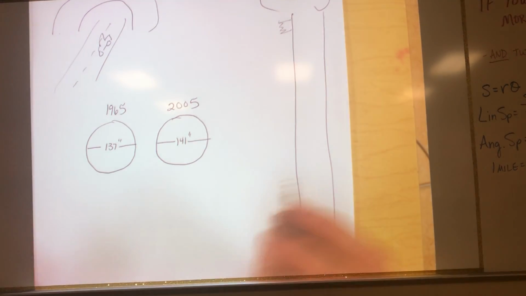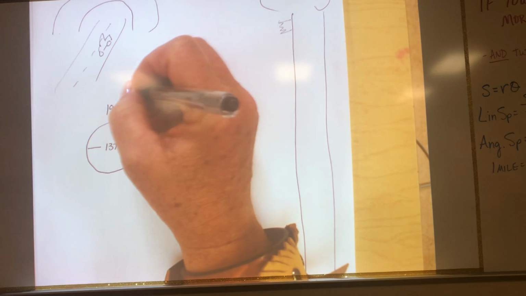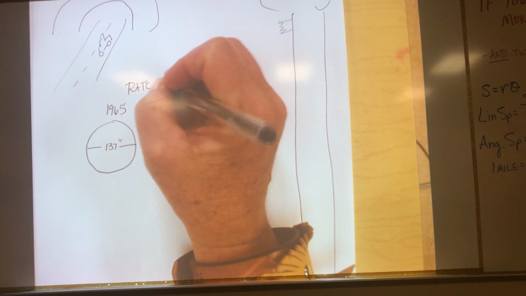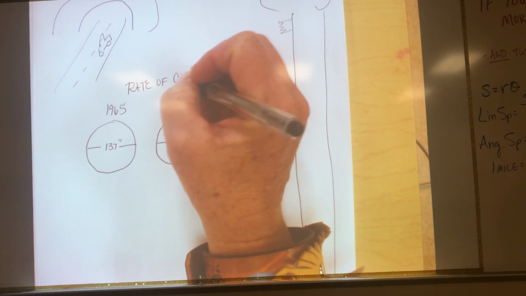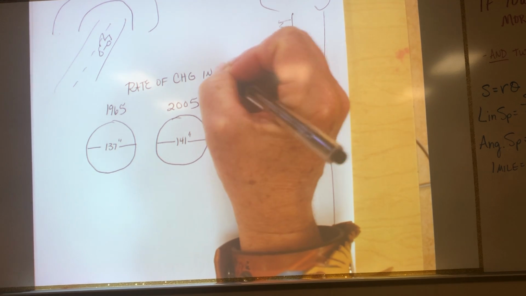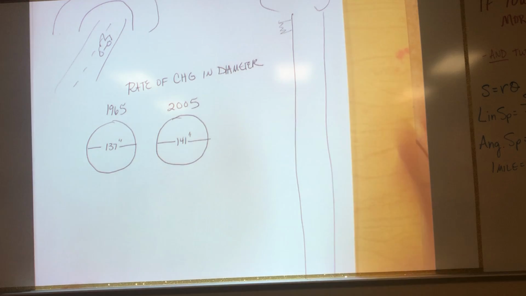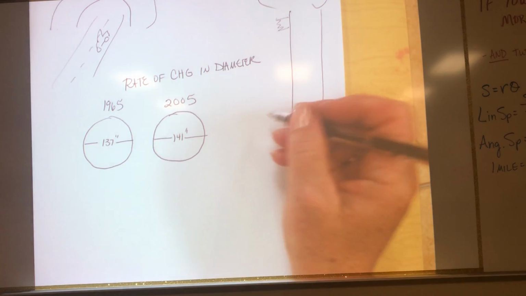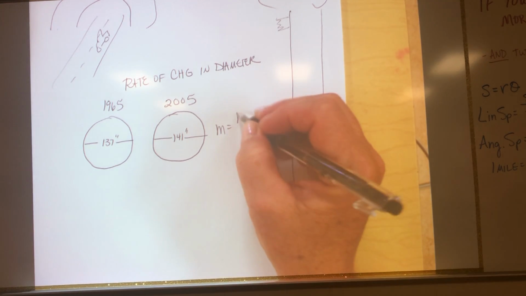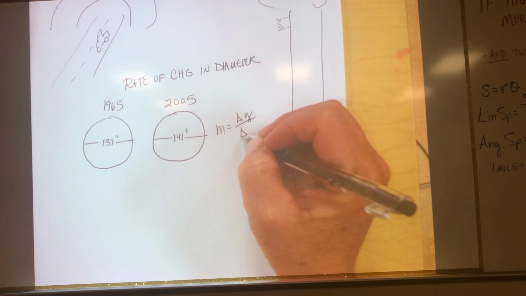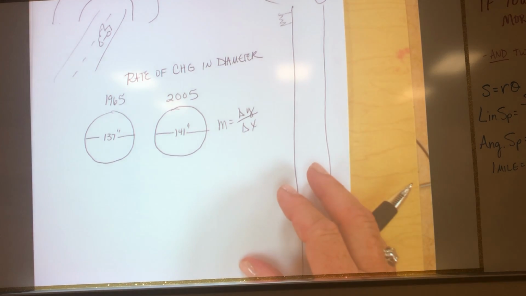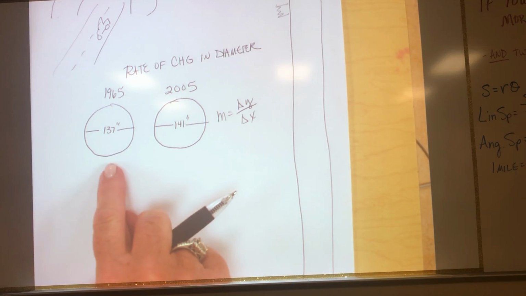All right. So we are going to find, they asked for the rate of change in the diameter. Okay, the rate of change in the diameter. And y'all said, ooh, that's the slope. Slope is delta y over delta x. I don't see any x's and y's in this problem.